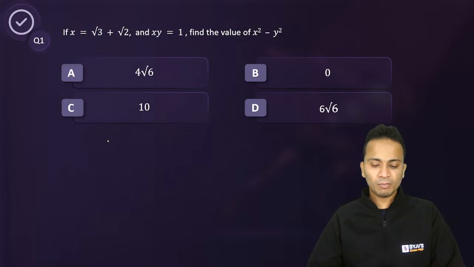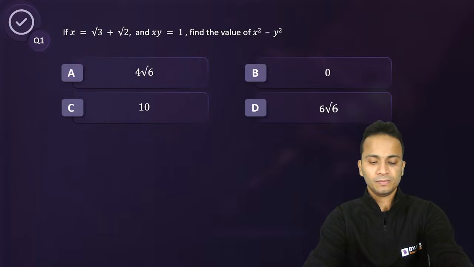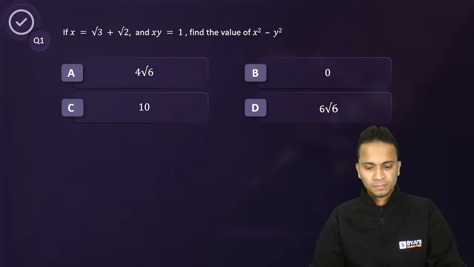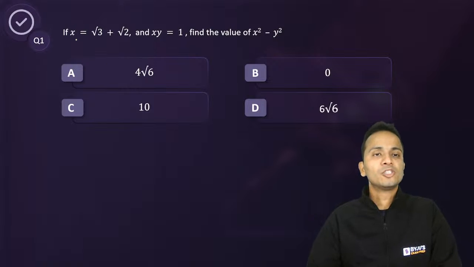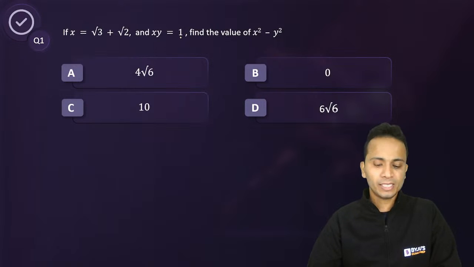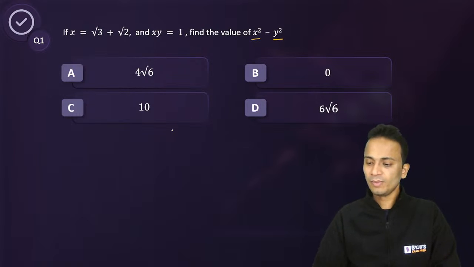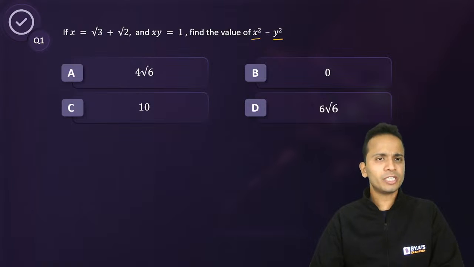So any answer for this one? Come on, go ahead, post your answer. So the value of x is given as root 3 plus root 2 and x into y is given as 1. So we have to find the value of x square minus y square. All right, simple question, let's start.